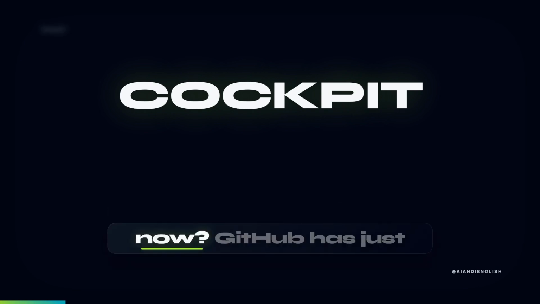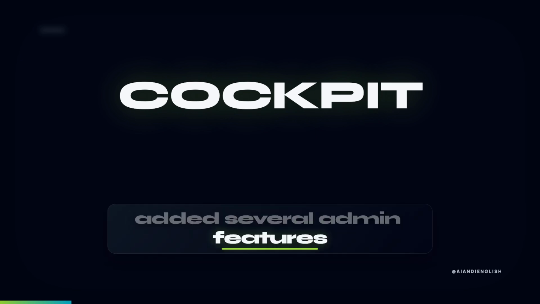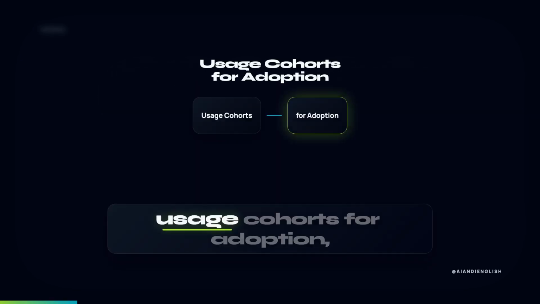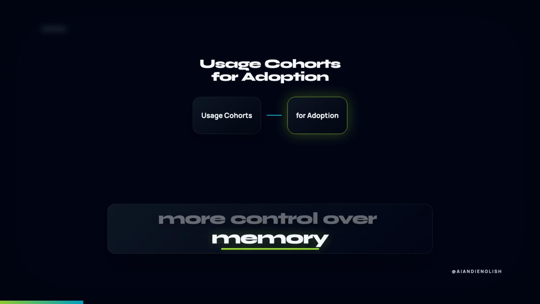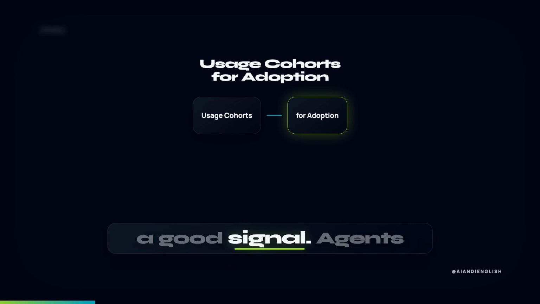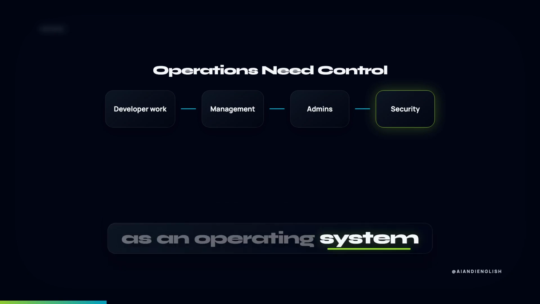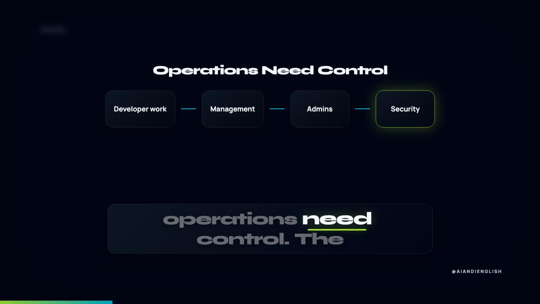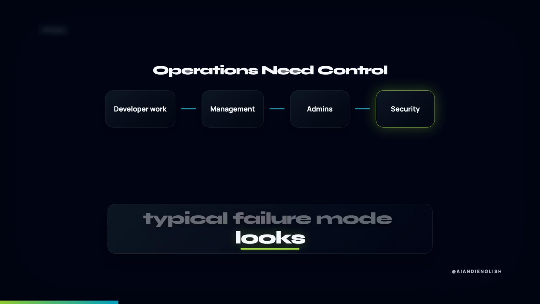Why does this matter now? GitHub has just added several admin features around Copilot. These include usage cohorts for adoption, more control over memory, and targeted model rules per organization. That is a good signal. Agents are no longer treated only as a productivity feature, they are treated as an operating system for developer work, and operations need control.